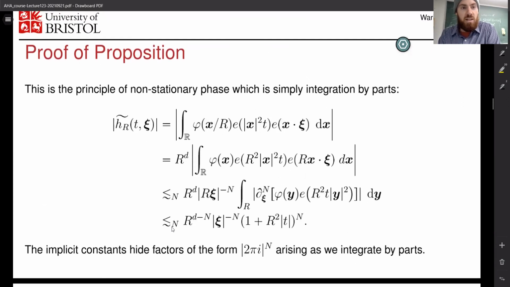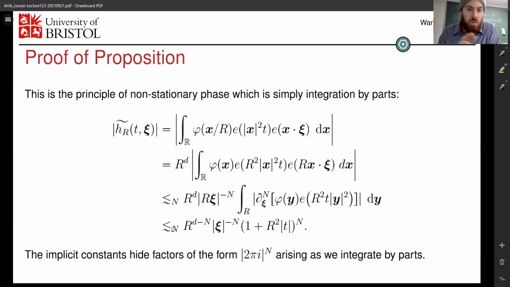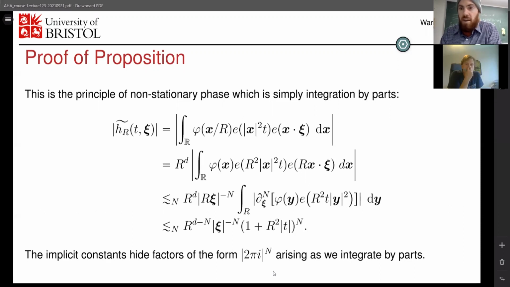So are there any questions on this proposition, what it means or why it's useful? Or sorry, how it's proved? Everyone's happy. Great.